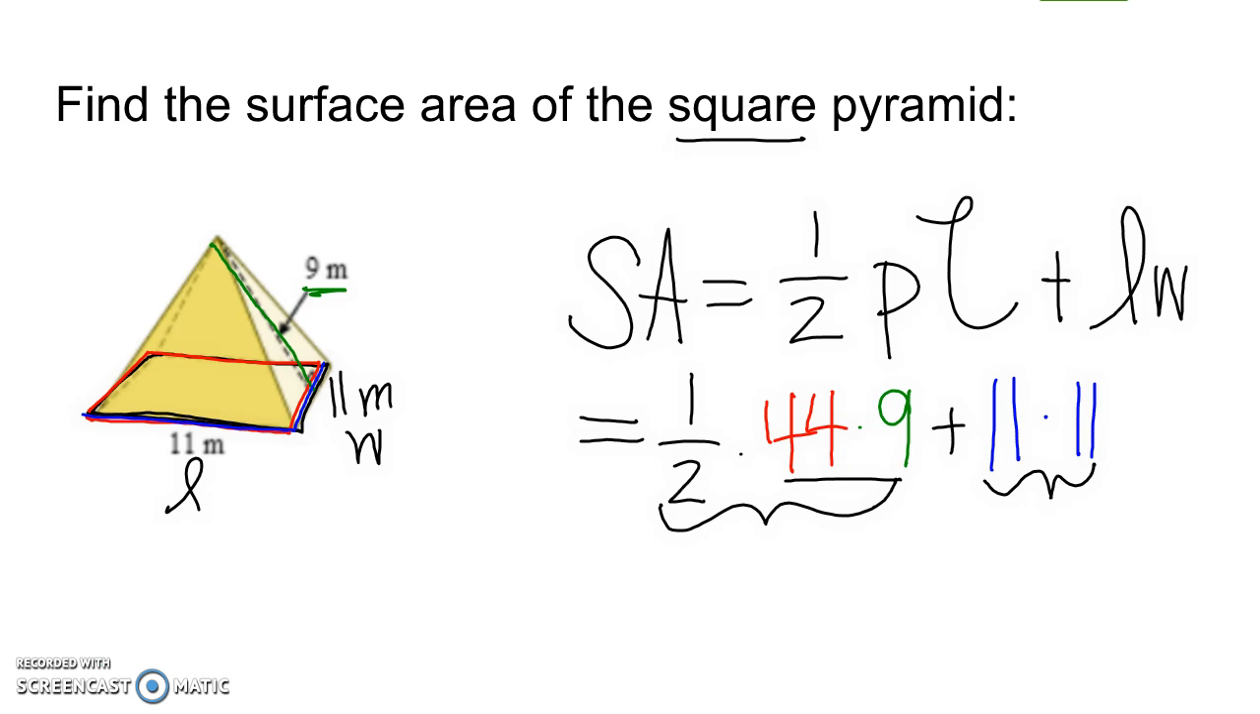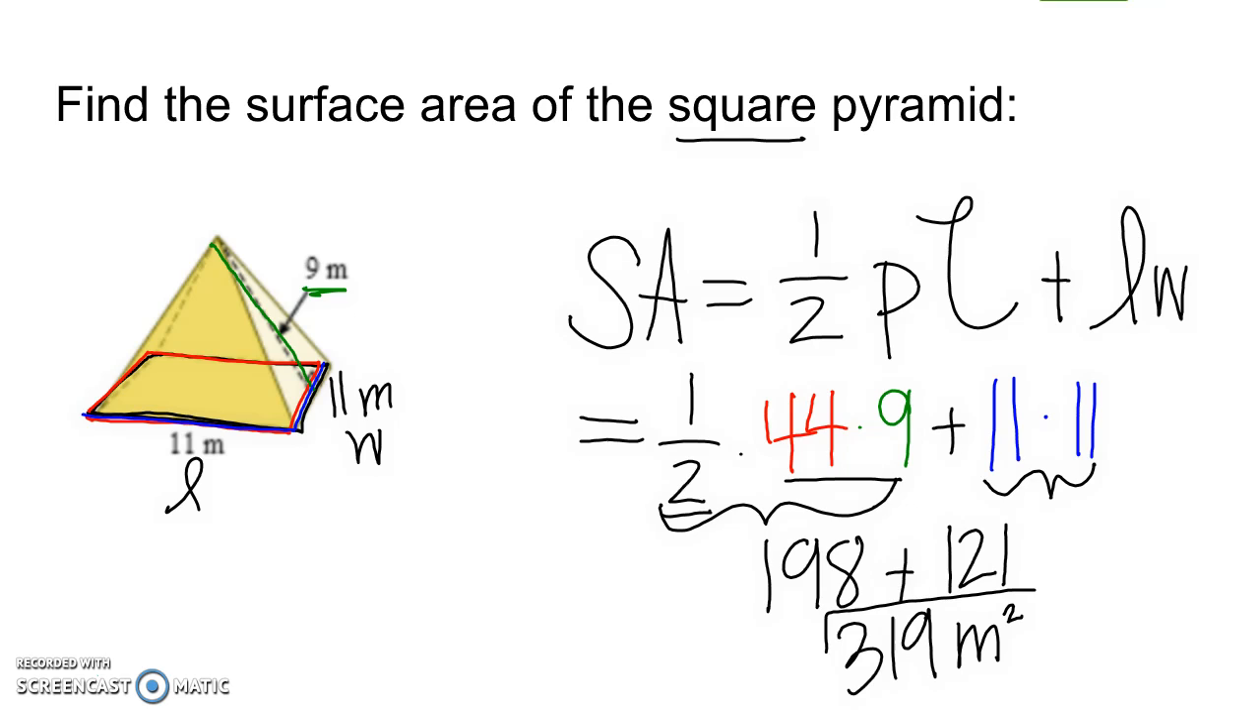I'm going to multiply 44 times 9, and then I'm going to go ahead and divide that by 2. 198. Over here, I'm going to do 11 times 11. That's 121. My last step is to add those two numbers together, and I get 319 meters squared. Okay, so that is our example for square pyramid surface area.